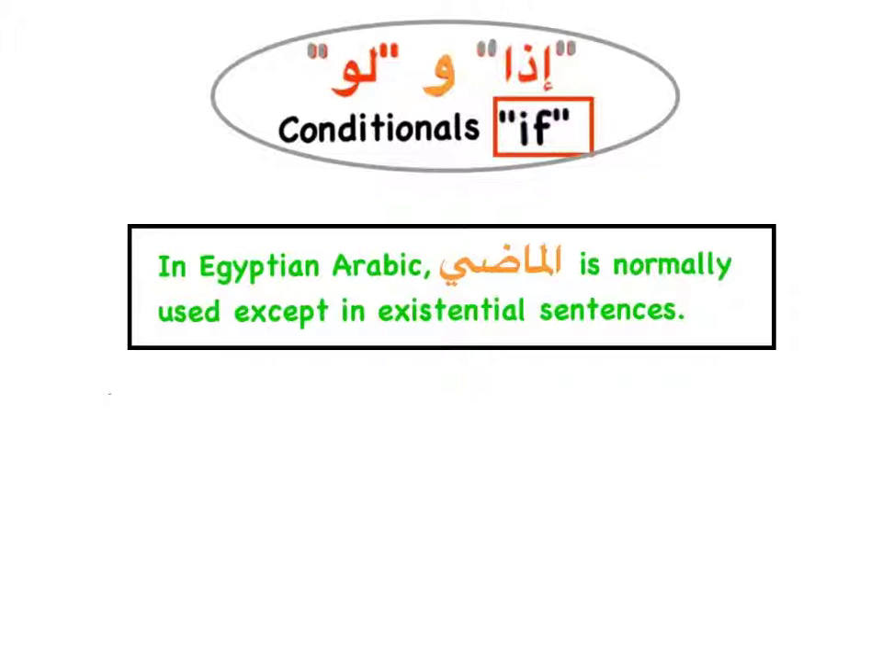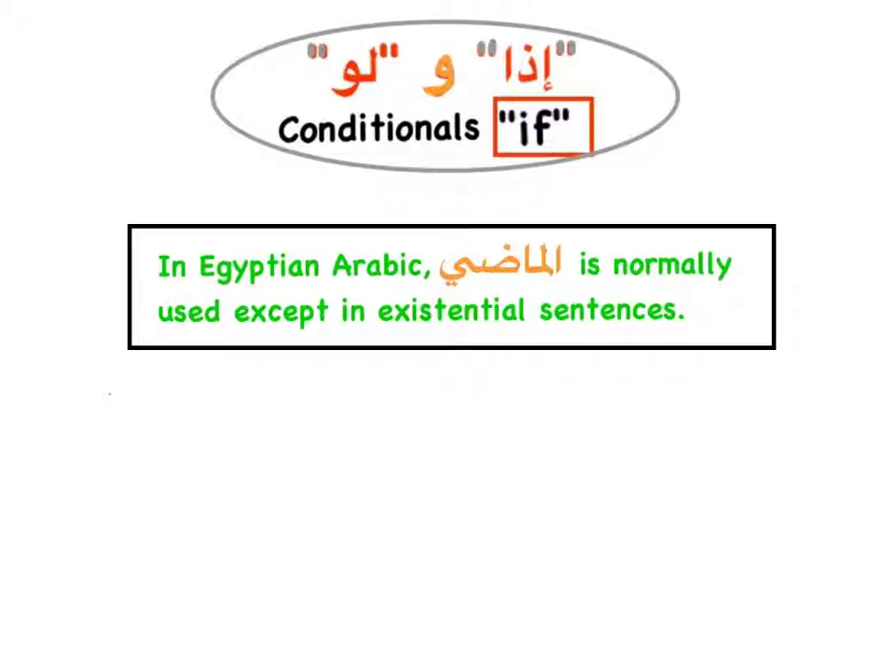So we said that to express a condition, you use إذا or لو, and ماضي. It's not about tense, it's about the conditional, and ف. That is the way in formal Arabic. In Egyptian Arabic, ماضي is normally used except in existential sentences. So it's pretty flexible. In Egyptian Arabic you can use the ماضي and you cannot use it, but it's not used when you're talking about an existential sentence.